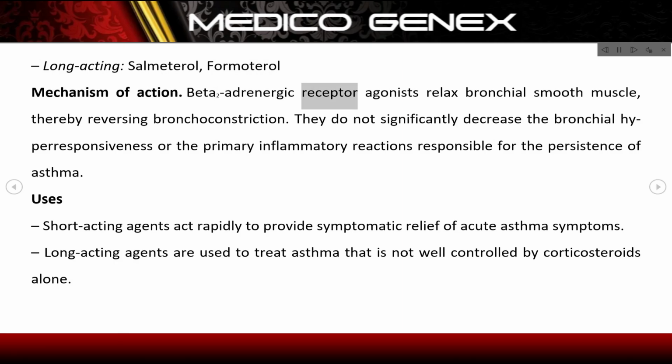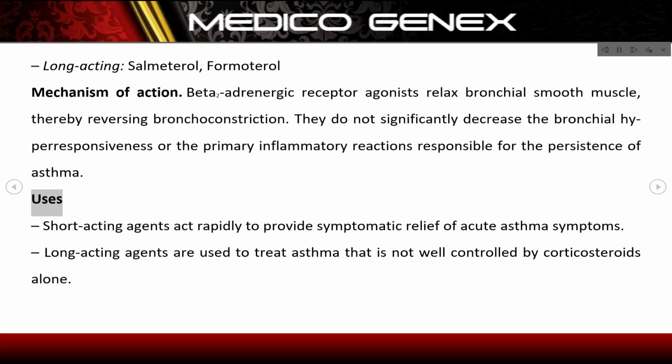Mechanism of action. Beta-2 adrenergic receptor agonists relax bronchial smooth muscle, thereby reversing bronchoconstriction. They do not significantly decrease the bronchial hyperresponsiveness or the primary inflammatory reactions responsible for the persistence of asthma.